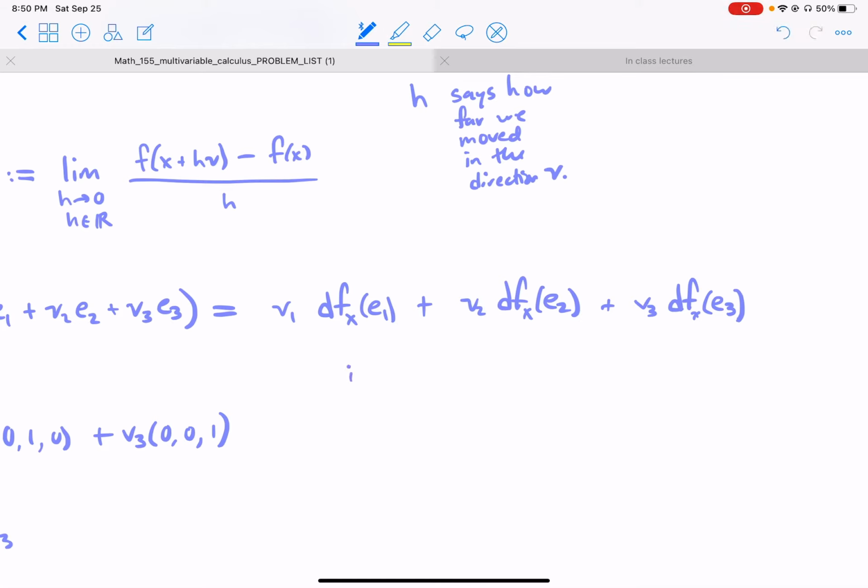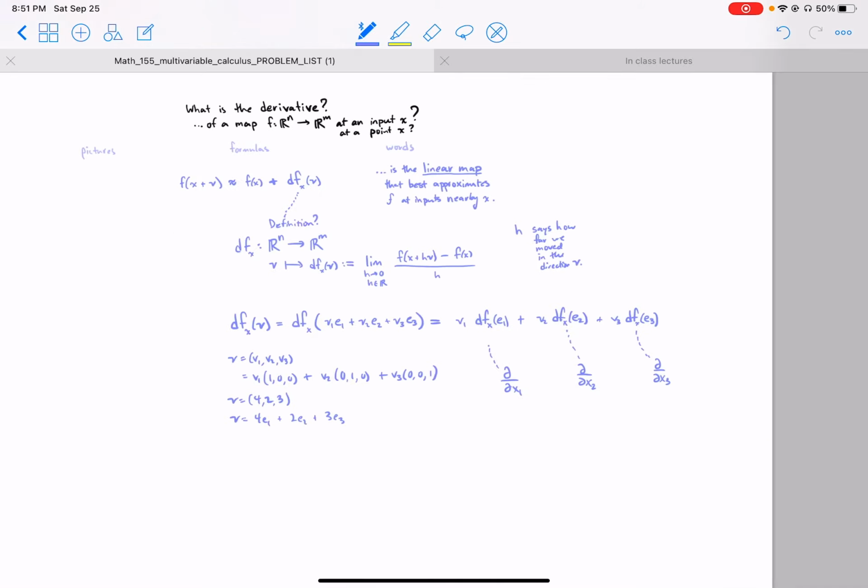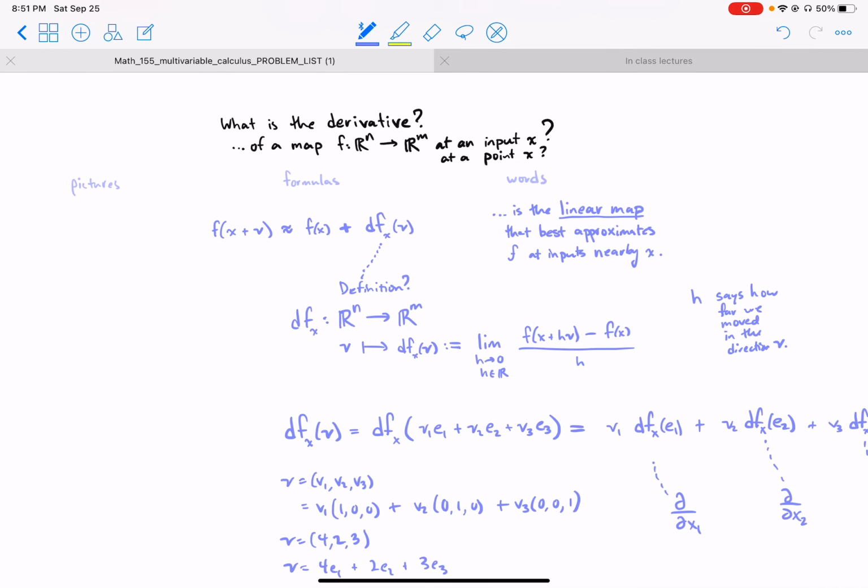And this will have to do with partial, the first variable. This will have to do with partial, the second variable. This will have to do with partial, the third variable. And sort of these first, second, and third movements. Okay, so did I answer what is the derivative of a map? In formulas, it's this linear approximation, this approximation formula, a linear approximation. And then there's the limit definition.